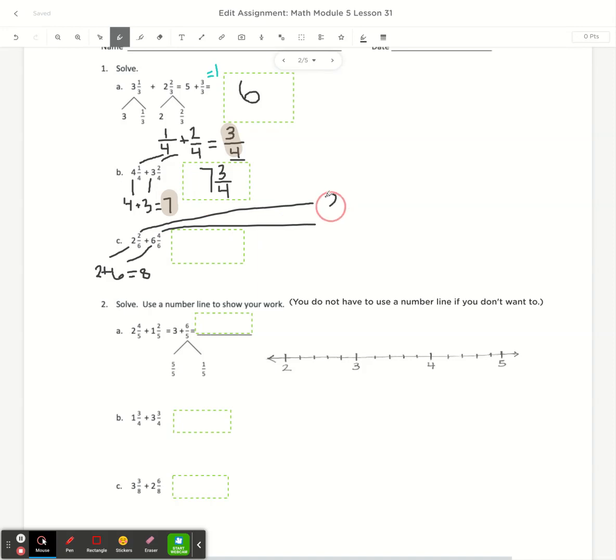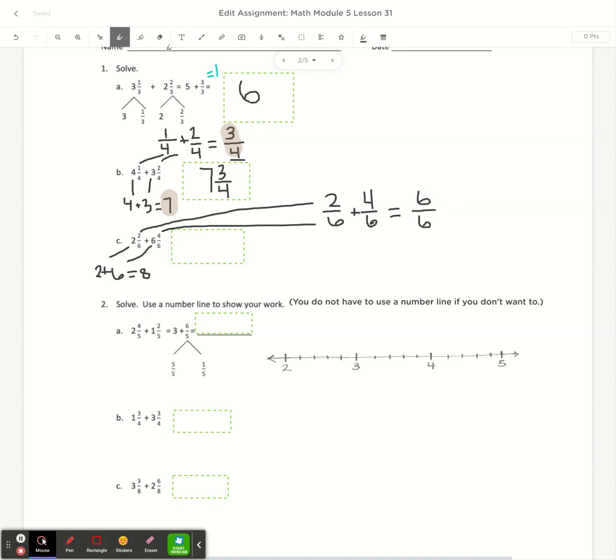So now I'm going to add my fractions together. I'm going to add 2/6 plus 4/6. And again, they have the same denominator. So whenever two fractions have the same denominator, we just keep the denominator the same and add the numerators together. So now I can just add 2 plus 4. 2 plus 4 is equal to 6.